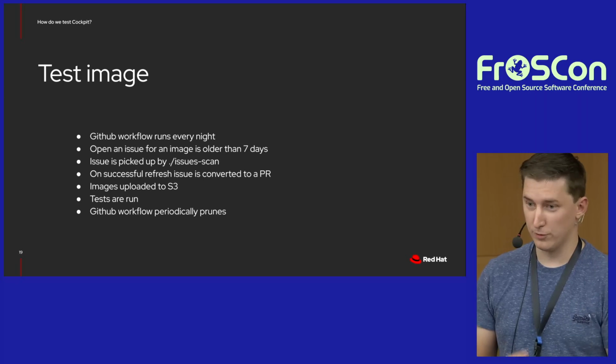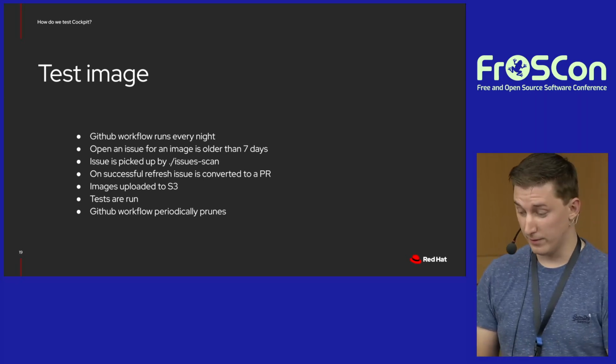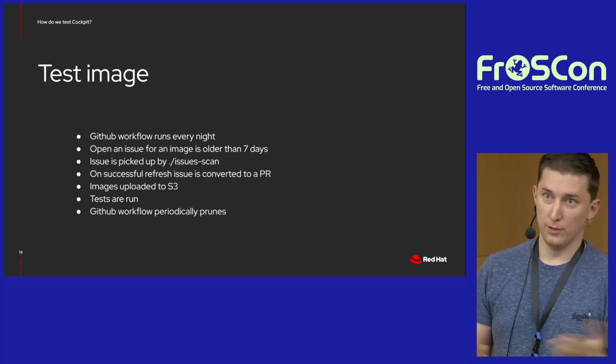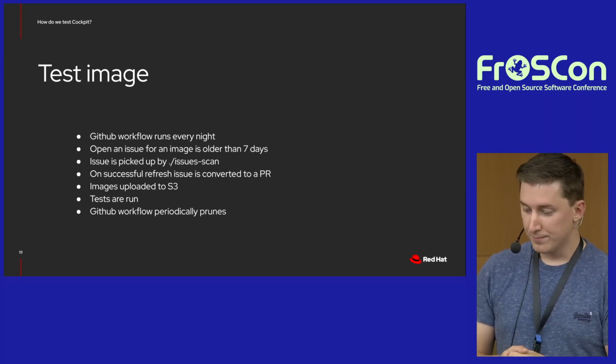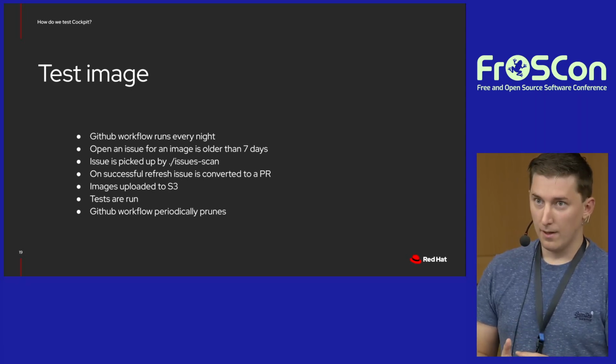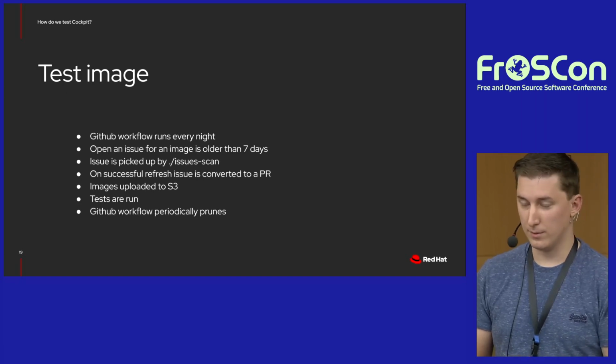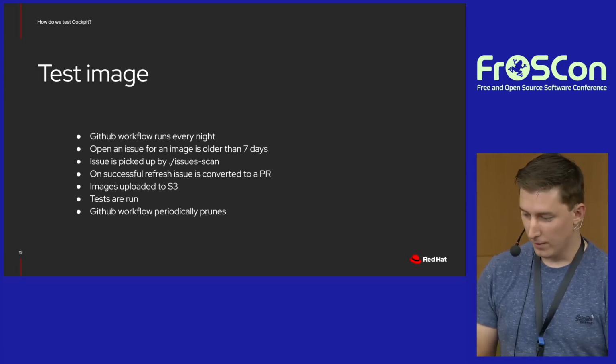So in the future, when we run the test, we can fetch the image from S3 and run the tests. I'll get into that later. And if everything is successful, this also opens a pull request. And you can see that the tests have completed, and you can merge this. And then we have an updated image.